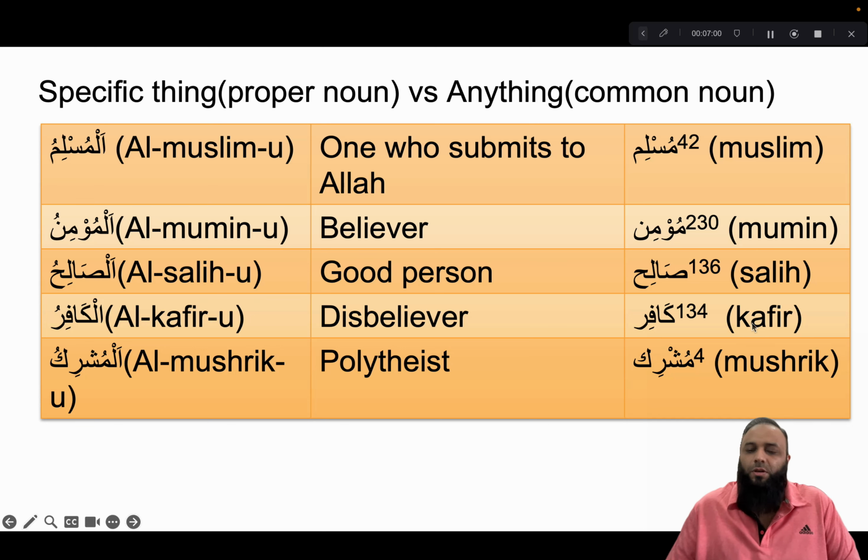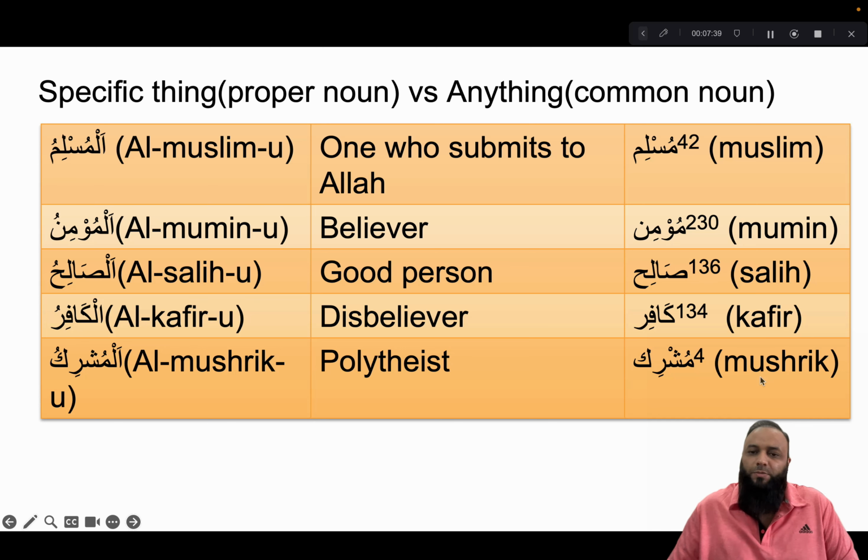Then you have Kafir, which is in the Quran 134 times, and Kafir basically means a disbeliever, someone who doesn't believe in Allah. And the same formula applies here. You just put al. So if I want to make this into a proper noun, I would say al-kafir. So this is what we have written here, al. You see this part al is added in the beginning of all of these words. Any word which is a noun, you can just add al in front of it and make it a proper noun. So that's how simple it is.